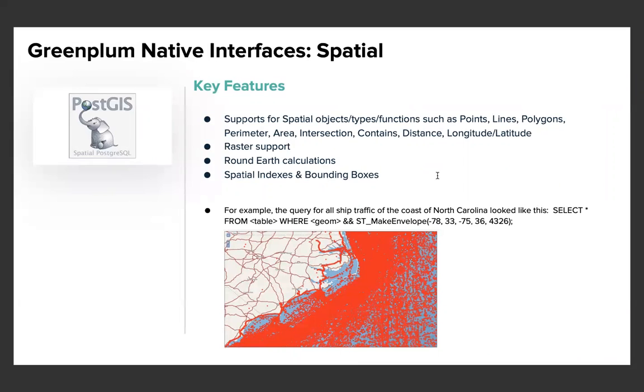Greenplum also supports spatial data. It has an extension called PostGIS. PostGIS supports spatial object types and functions such as points, lines, polygons, area, intersections, contains, distance, and so on. And in addition, PostGIS supports raster.